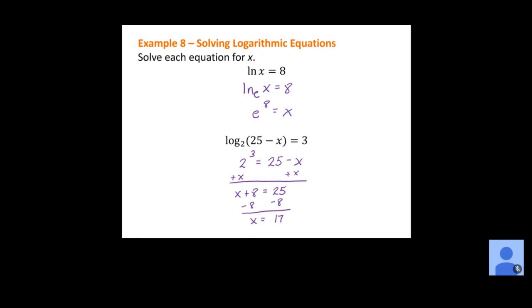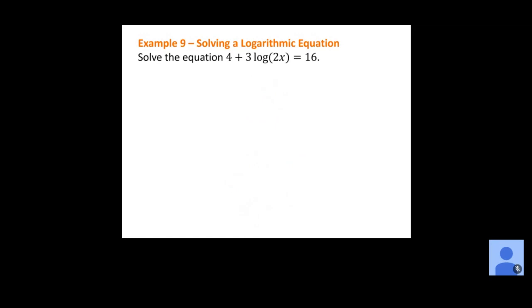All right. Let's take a look at this one now. All right, so similar to the last two that we did, we only have a single log that we're trying to solve for x, right? But to be able to do that, we actually need to get the logarithm by itself first. So what would we have to do first here if we want to try to get the log by itself?